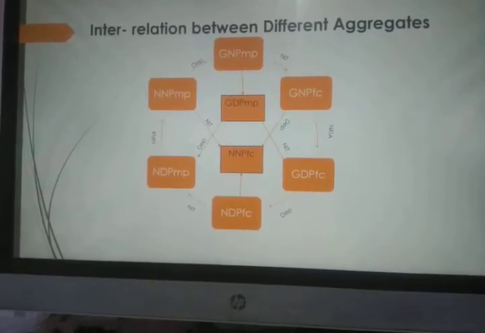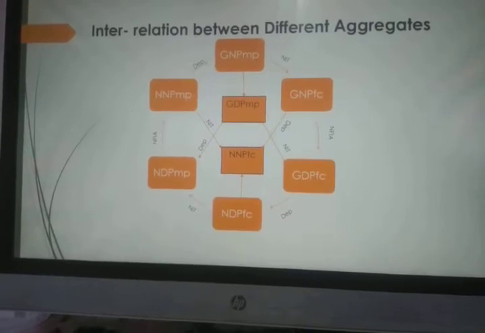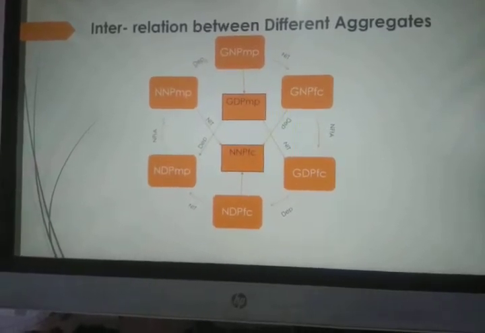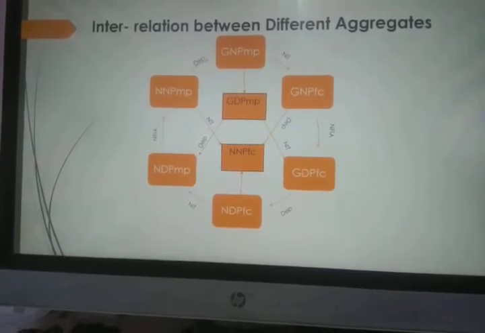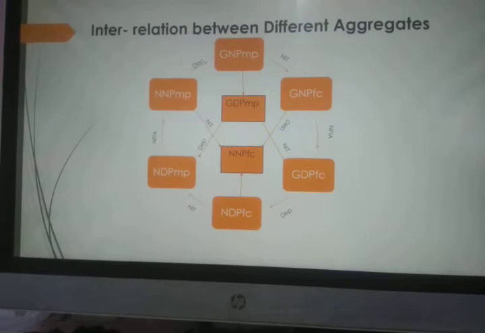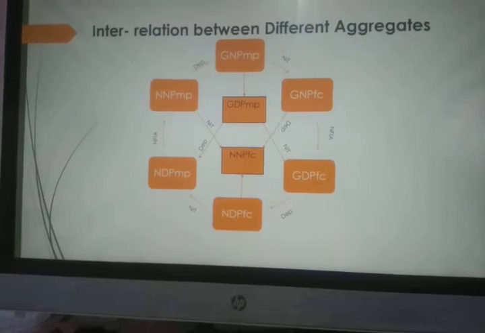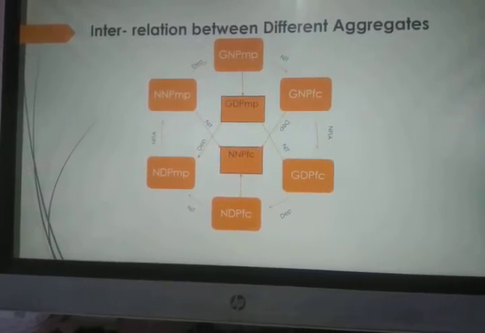Now we are moving upward, so the direction of flows will be on the positive side. That is why everything will be added. In this direction, whatever we are taking, we have to keep on adding. From NDP MP, we are going to arrive at NNP MP. Here the difference is again D and N. We are already at D and we have to reach N. What we have to do? We have to add NFIA.